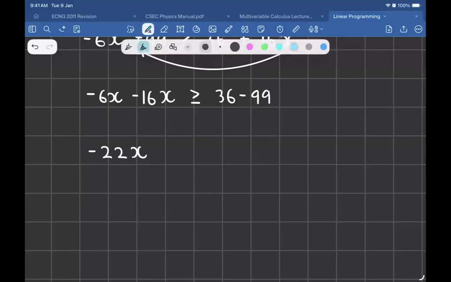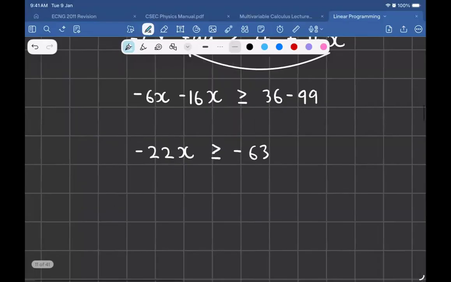Greater than or equal to negative 63. So imagine he was owing somebody $99 and he paid them back 36. How much money is still owing them? 63. It's negative 63. Negative 63 is correct, right? Because 6 plus 3 is 9. Yeah, it's correct. Okay, what's next?